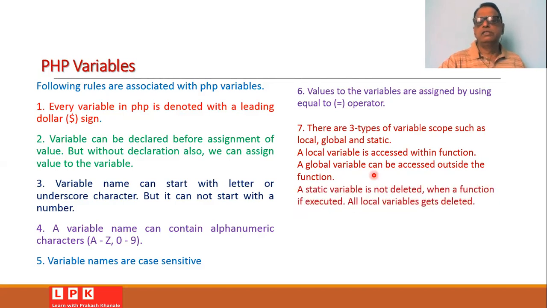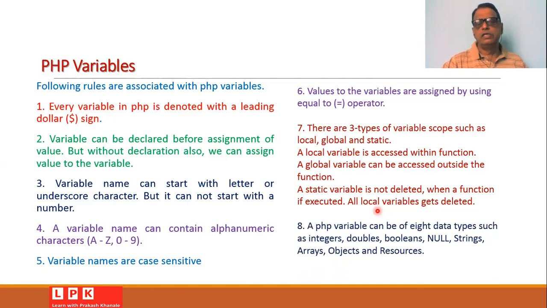A static variable is a variable which is not deleted when a function is executed. So all local variables will get deleted, but the static variable will remain there, and it can be used even after the function is executed. So that is the difference.